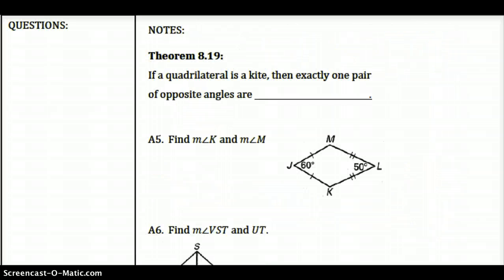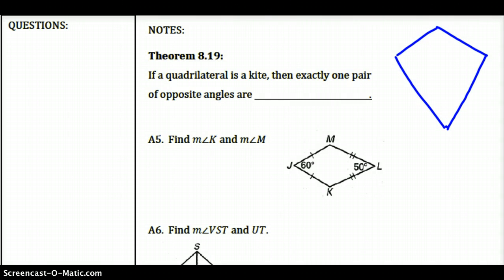So we can use this here. We'll use that here in a moment, but Theorem 8.19 says again, if we have a kite, then one of its diagonals, the diagonal that connects what we call the vertex angles, will bisect a pair of opposite angles. So if a quadrilateral is a kite, then exactly 1 pair of opposite angles are bisected.